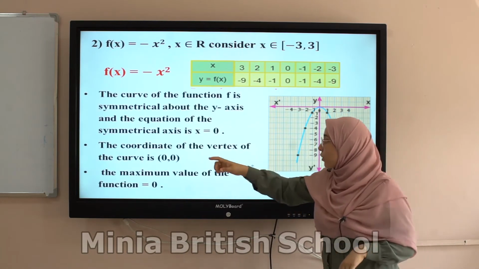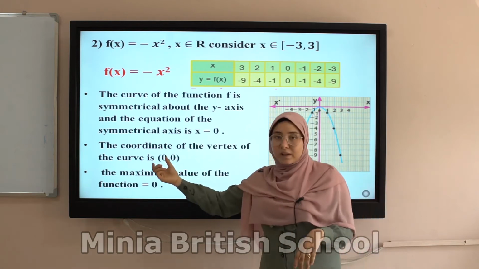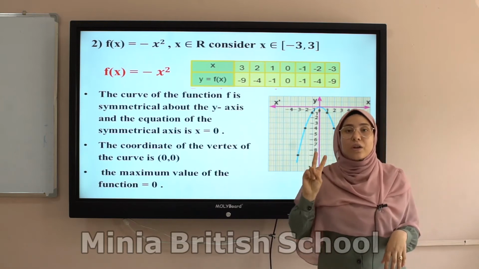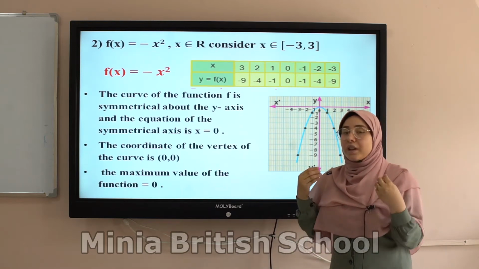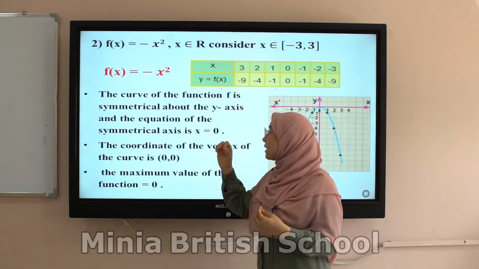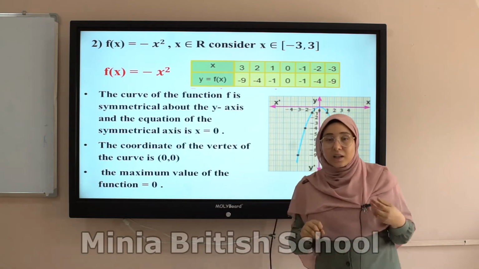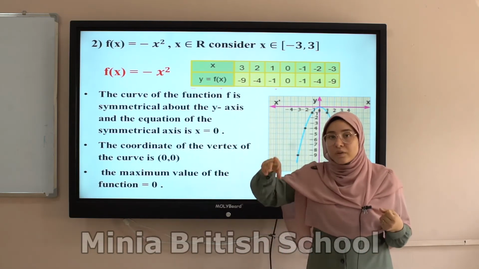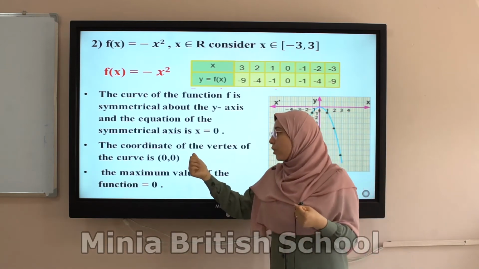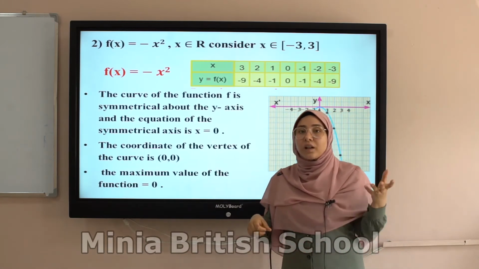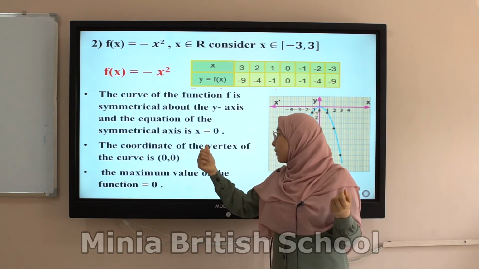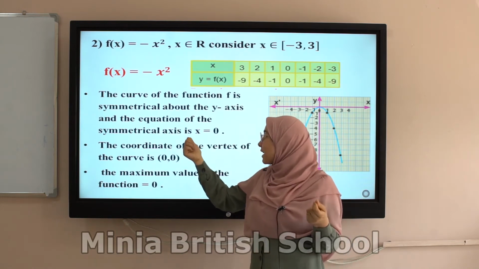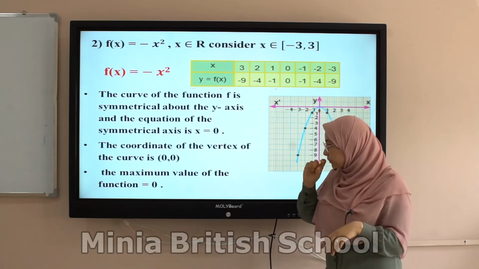Now, the coordinates of the vertex of the curve are the ordered pair (0, 0). Now, I need to find something. First one, the equation of the symmetrical axis. The equation of the symmetrical axis equals the value of the x coordinate of the vertex of the curve. Here, the value of the x coordinate of the vertex of the curve is 0. So the equation of the symmetrical axis is x equals 0.